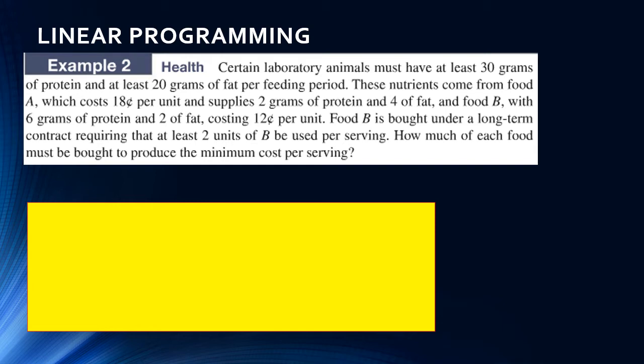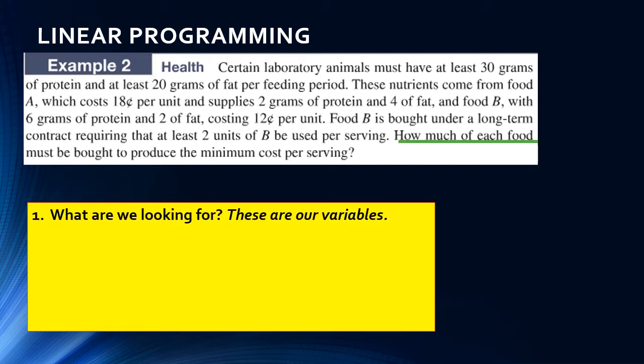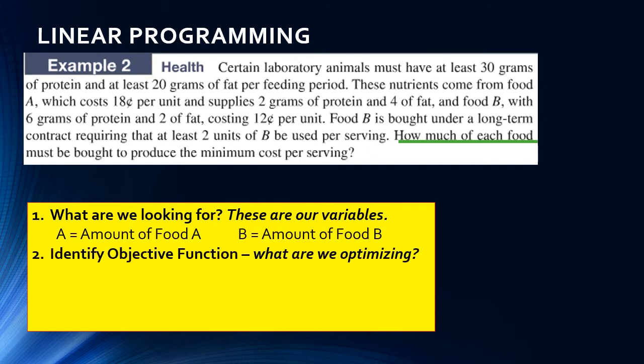Okay, so let's go back. We're looking for how much, what are we looking for? How much of each food? And notice we have A food and B food. Okay, so those are our variables, A and B. Then we need to identify the objective function. What are we optimizing? What do we want to maximize or minimize? We want to minimize the cost per serving.